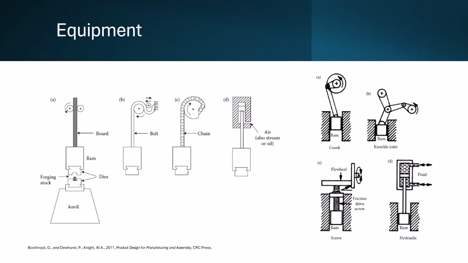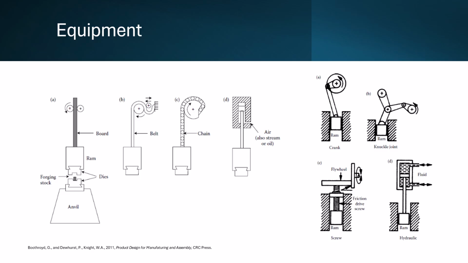There is a wide range of equipment available to provide the force and compression needed for forges. Hammers are the most common, but presses are also prevalent. Here on the left, we can see an example of 4 types of hammers: board hammer, belt hammer, chain hammer, and airlift hammer. On the right are presses. We have a crank press, knuckle joint press, friction screw press, and hydraulic press.